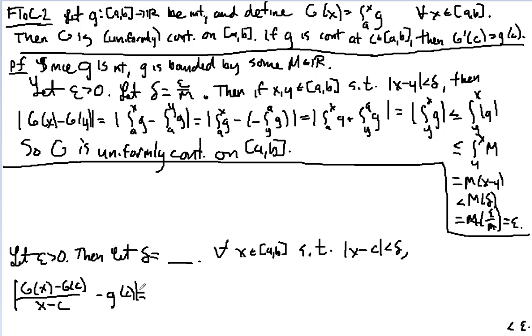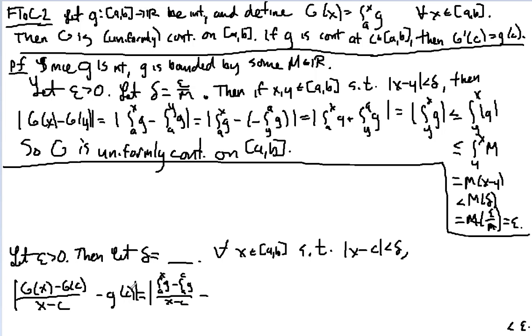The first thing I can do, and I haven't told you what delta is, is I can rewrite these capital G's as the integral from a to x of little g minus the integral from a to c of little g, over x minus c.